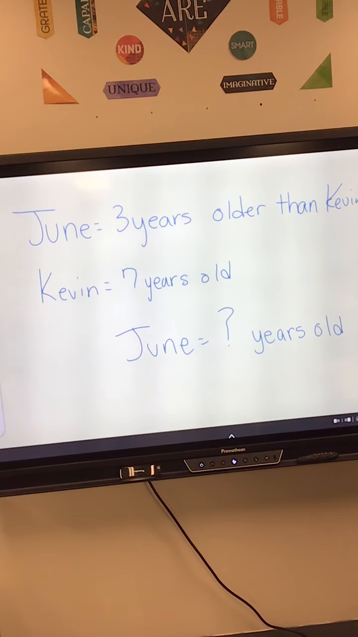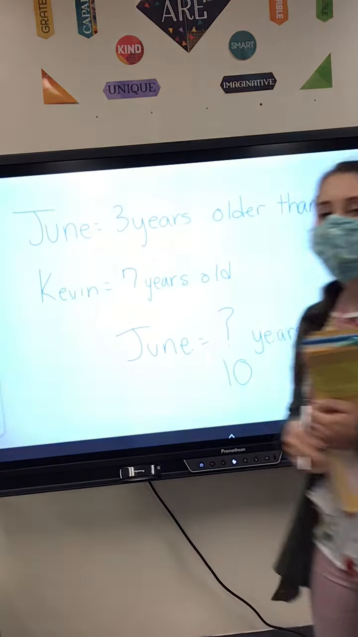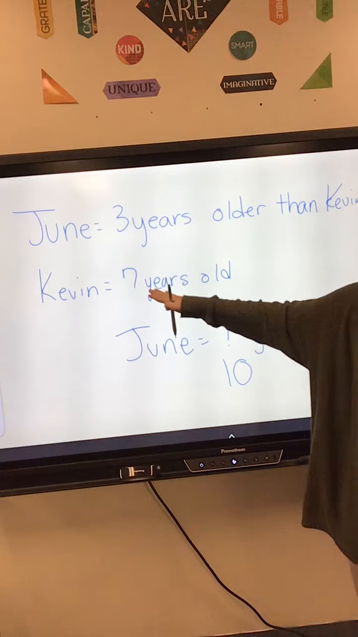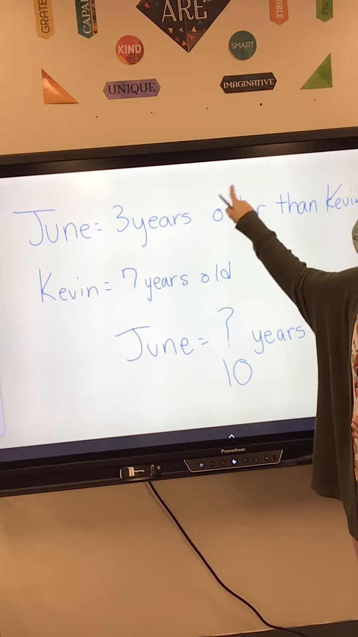Okay, class, how old is June? June is 10 years old. How did you know that? Layla: 7 plus 3 equals 10. And we know that Kevin is 7. We know she's 3 years older. Older is one of those addition words.